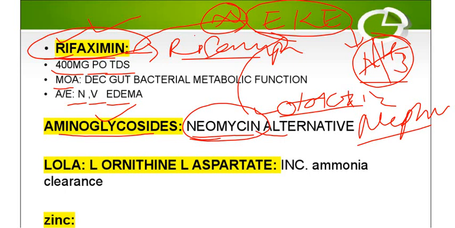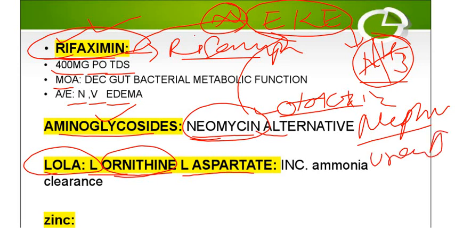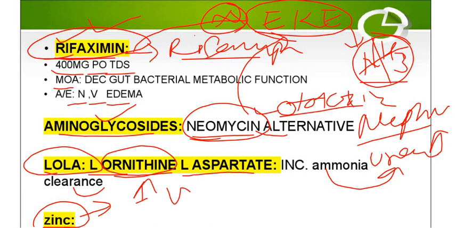Then we have a new treatment strategy, that is LOLA. It is actually L-ornithine and L-aspartate. Ornithine is a part of the urea cycle, so it increases the urea cycle. What will happen? It converts ammonia into urea, and that can be cleared from the body and the blood. And then we have zinc. Zinc also increases urea formation from ammonia. So these two treatments are concerned with conversion of ammonia into urea.